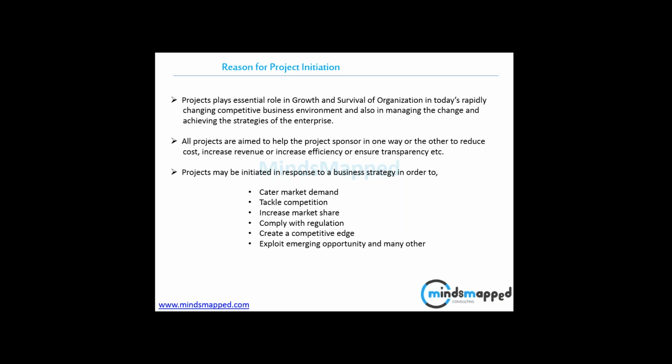A project is initiated because of demand in the market, to tackle or compete with our competitors or peers. We may try to increase our market share, and there are so many other reasons why we start a project.